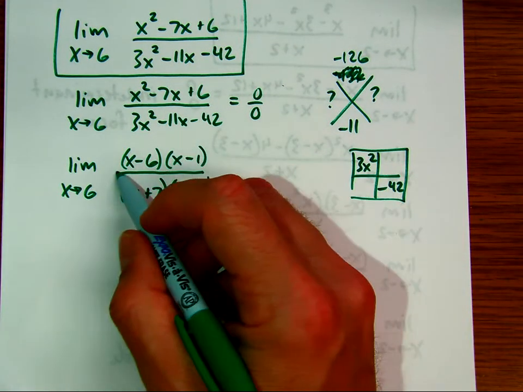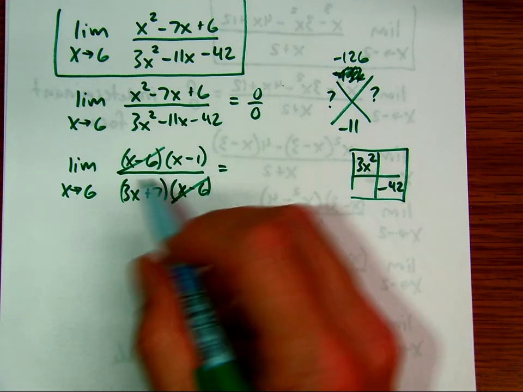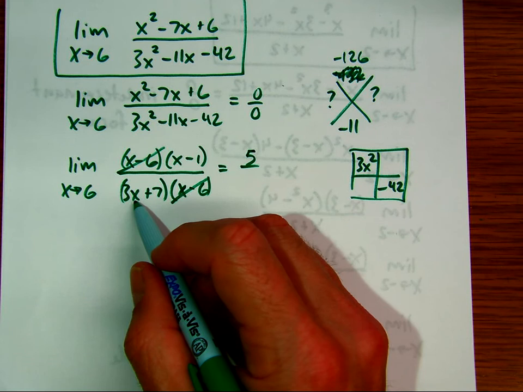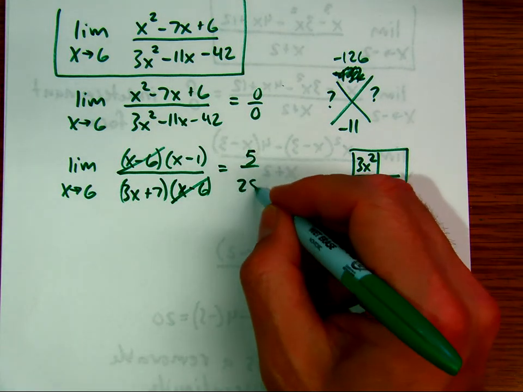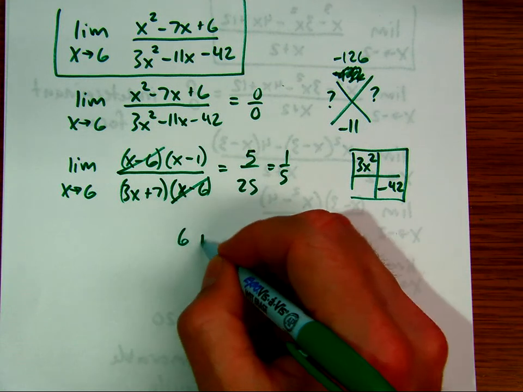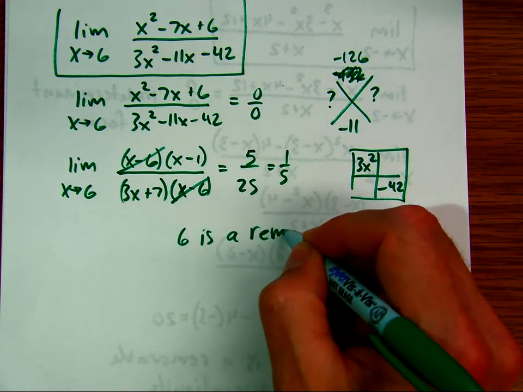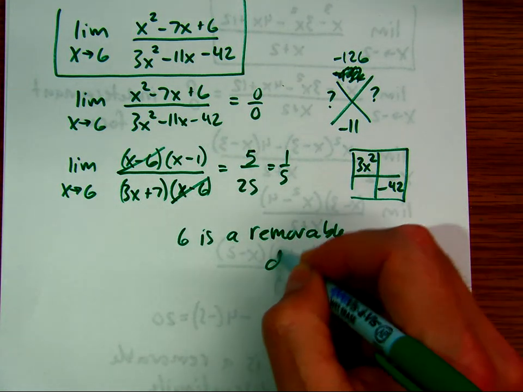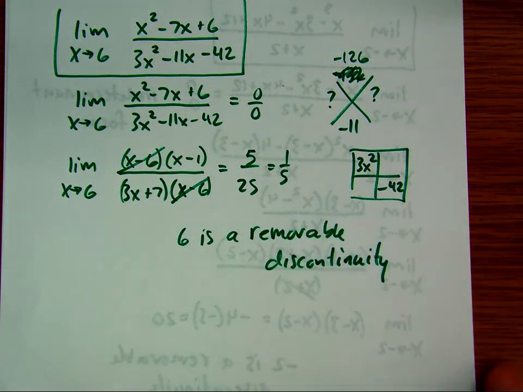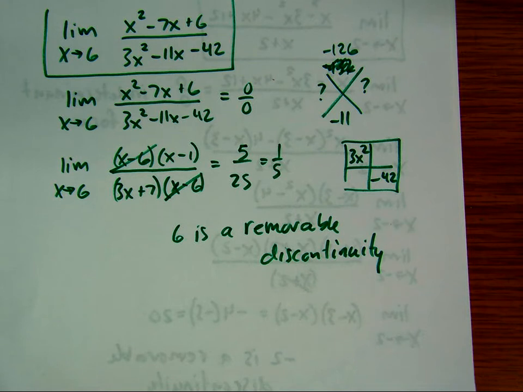And we see this cancellation. Then substitute a 6, so we get a 5. Put a 6 down here and we get 25. The limit is 1/5, and 6 is a removable discontinuity. And that's how we deal with polynomials.